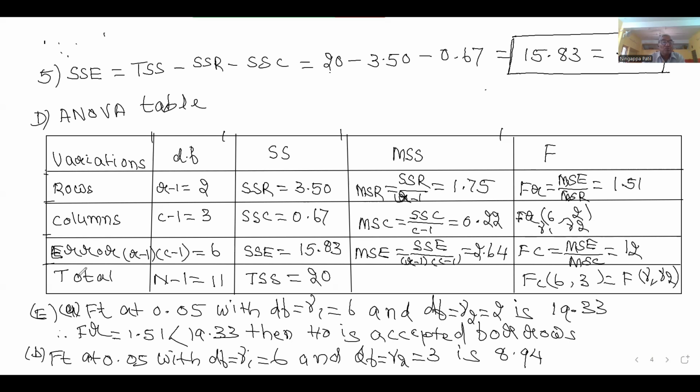Okay, then total, the degrees of freedom is N minus 1. Total N is 12, 12 minus 1, 11. And TSS, we have calculated, is 20. Okay, now you have calculated all the things.